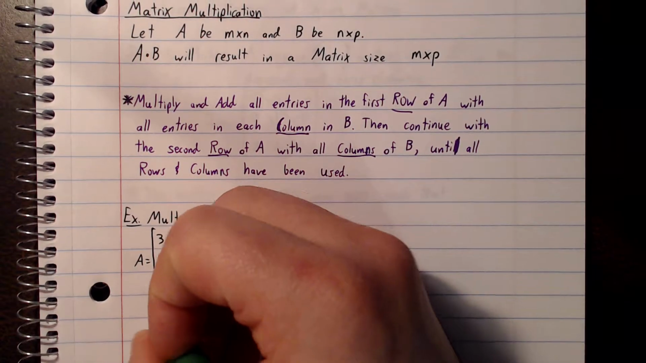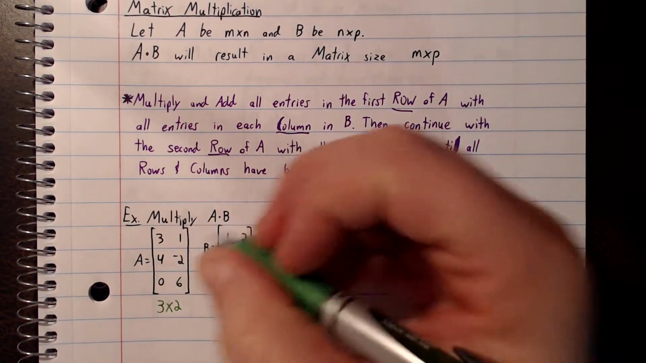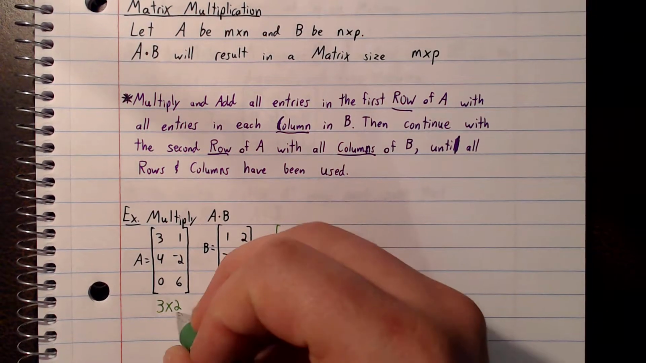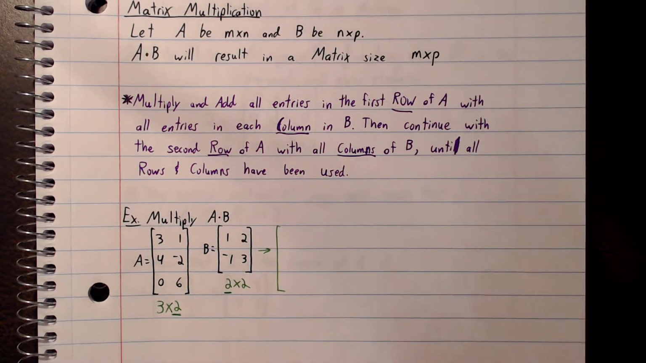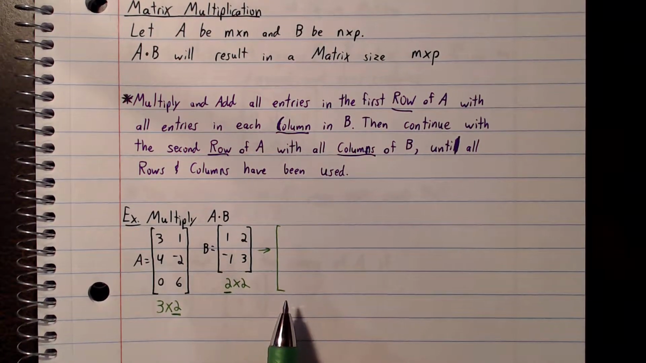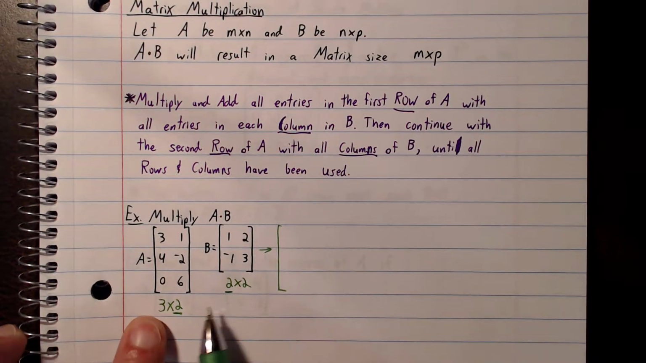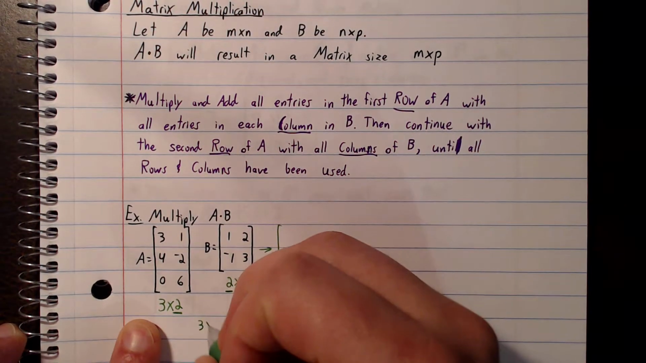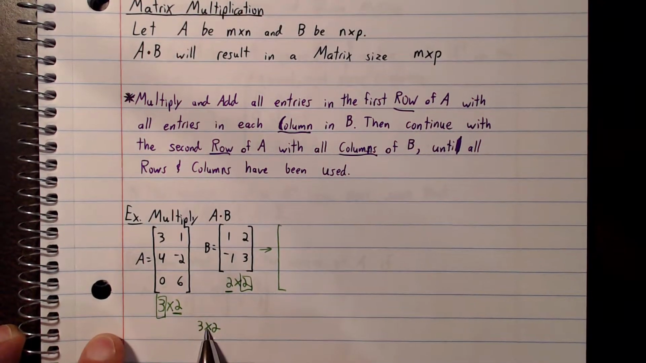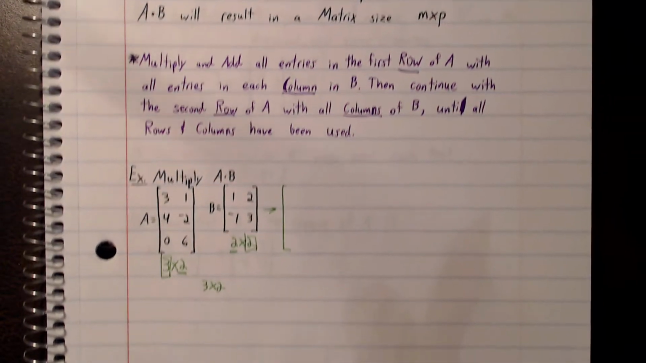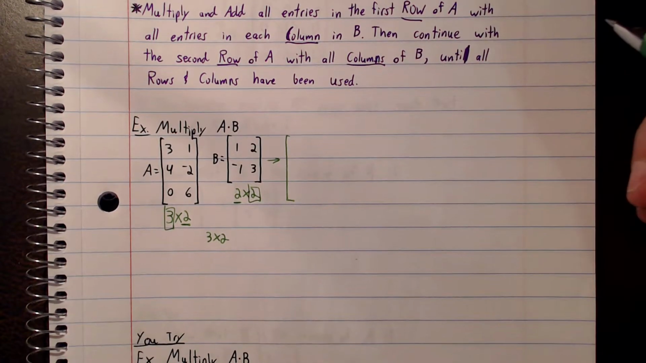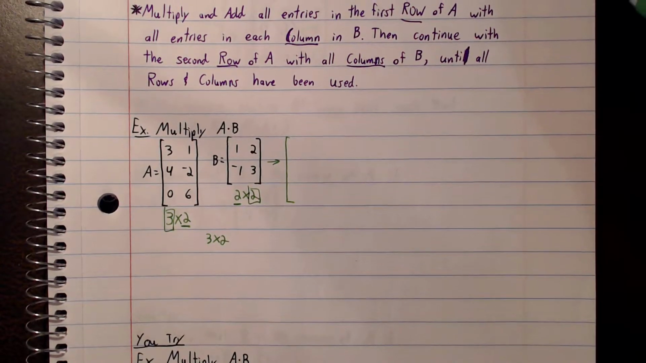This is 3 by 2, and this is 2 by 2. So as long as these ones match right here for A and B, we can do the multiplication. And what we're going to result in is a 3 by 2. Whatever these ones here are, that's what the resulting matrix is going to look like. So I know it's going to be 3 rows. And this is how we do our multiplication.